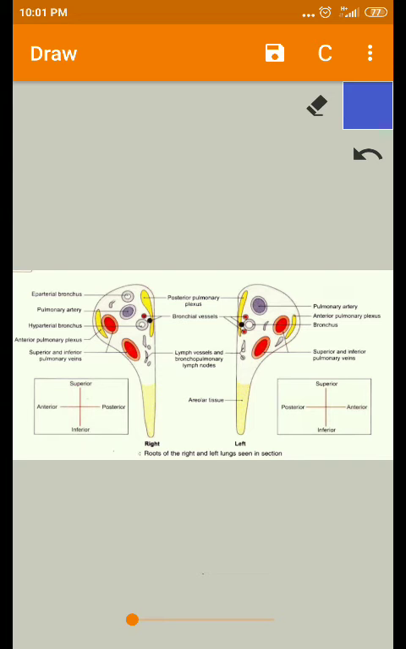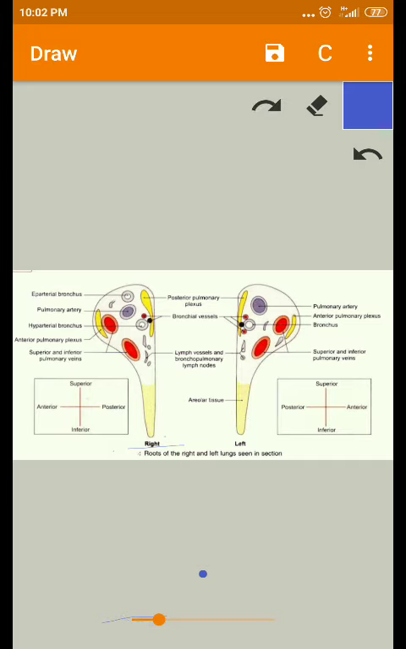Dear students, welcome back. Now we are going to see the roots of the right and left lungs separately here. I have already mentioned the roots of the lungs on the mediastinal surface of the right and left lungs. Again, we are going to see this individually for better understanding. This is the right side root, and this is the left side root.